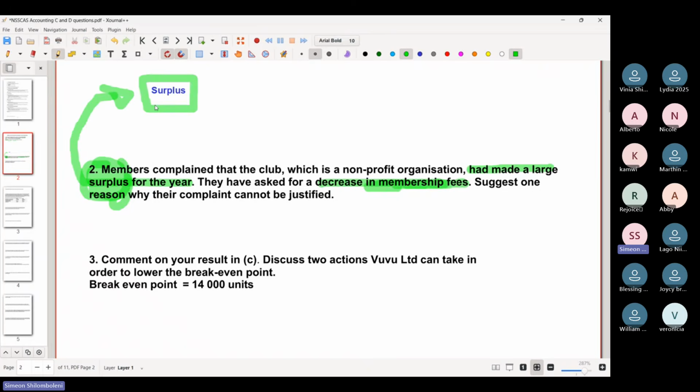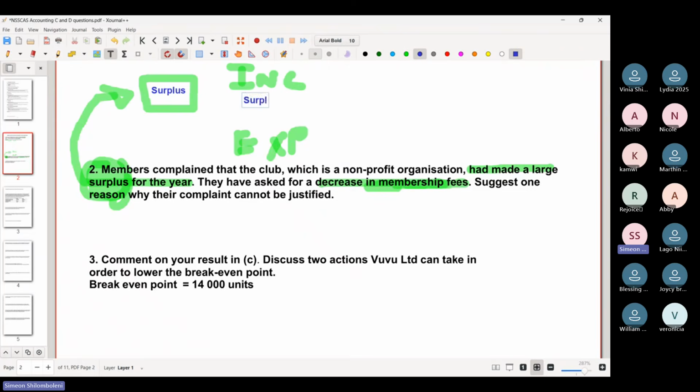Now, what are you analyzing about that surplus? Where does surplus come from? It comes from our income. It also comes from our expenses. Then you are now going to analyze these two things. When I look at the figures of income and expenses, do they really warrant a decrease? Then you look at the income. If you have a donation there, then you can't decrease your membership fee, because what if next year there's no donation?